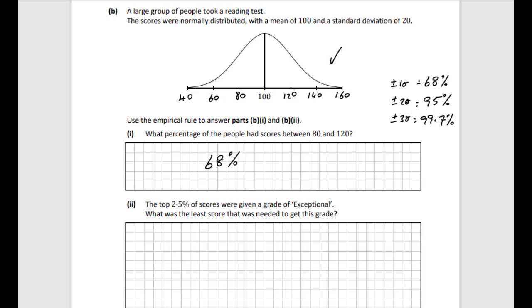We're looking at the top 2.5%. So that means there's another 2.5% down here that we're not too worried about. We're looking at a total of 5% on either side. So we're actually going to be looking at this part here, plus or minus 2 standard deviations, because that will give us 5% on both sides, or just 2.5% on the right hand side. So really we're looking at 2 standard deviations, so we're looking at 140 here. So our answer then here is 140.